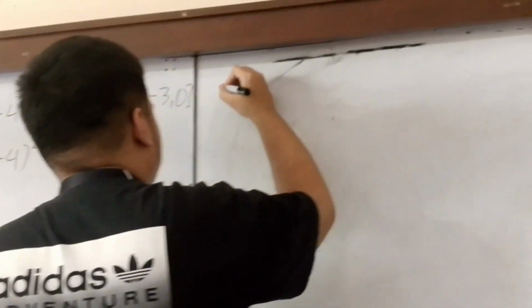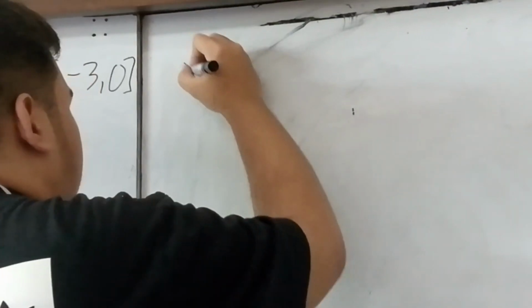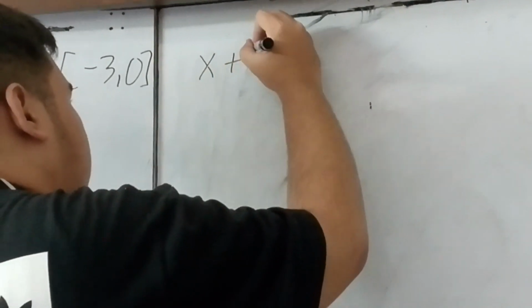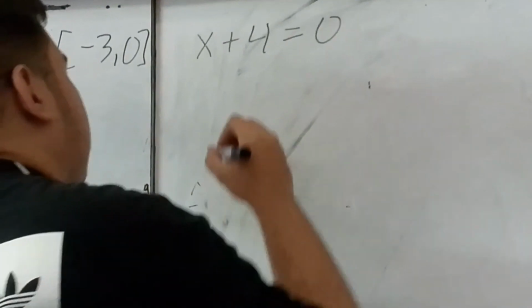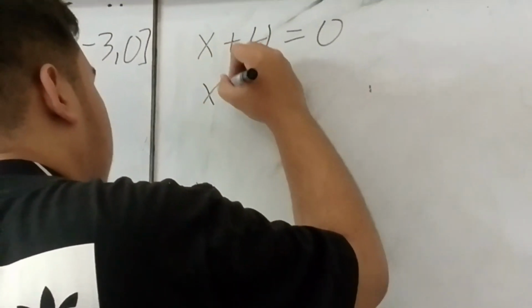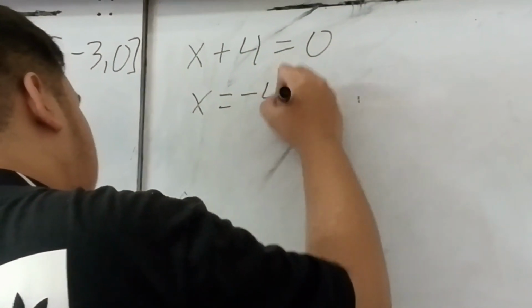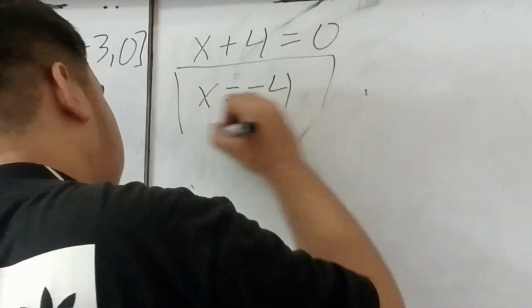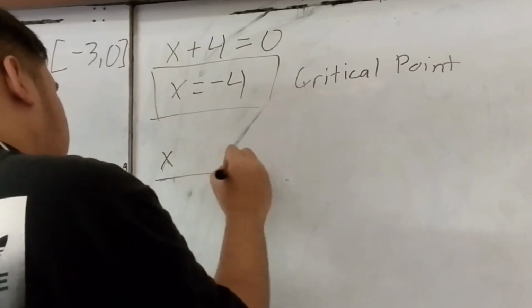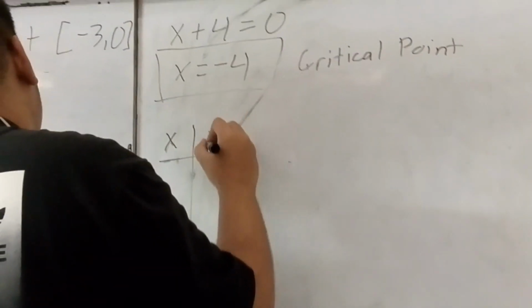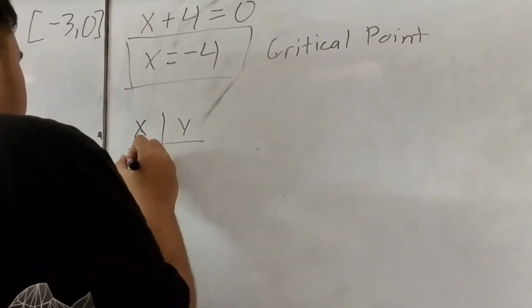Then square root both sides. X plus 4 is equal to 0. Then let's transpose the positive 4 to the right side. We have x is equal to negative 4. Now let's identify its maxima and minima point using the table.